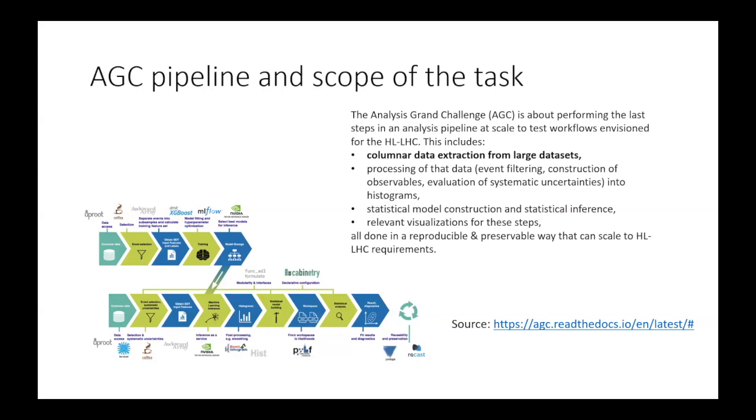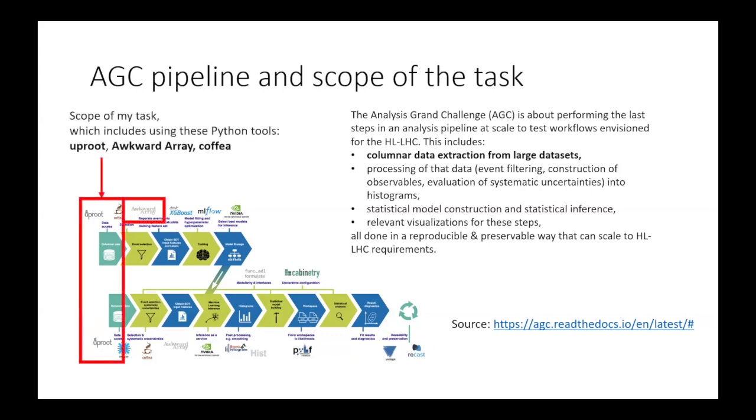The scope of my task is only a small part of the whole AGC. It mostly includes columnar data extraction from large data sets. And to do that, three main tools were used: Uproot, Awkward Array, and Coffea.